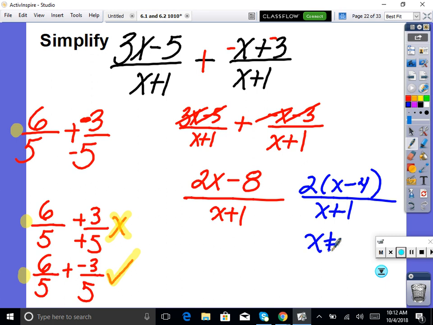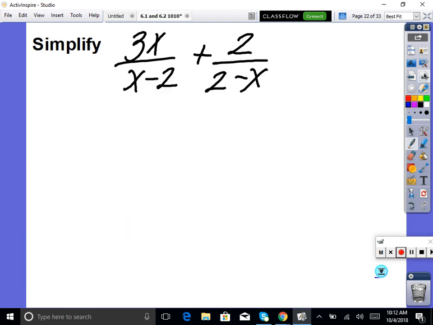Restrict and divide. So we're done. Everybody good? Okay, let's go through the steps where we actually have to get a denominator.